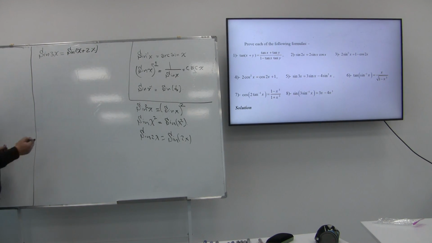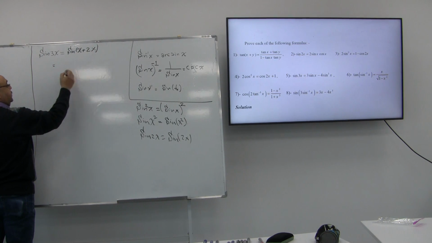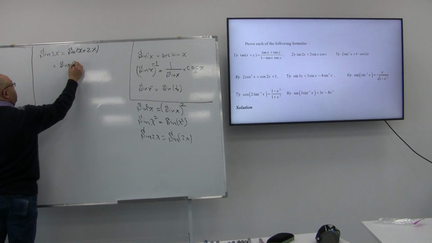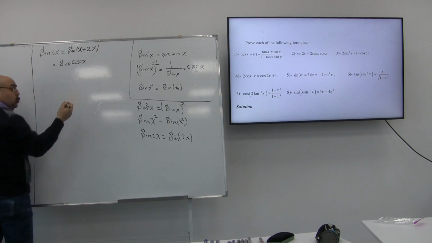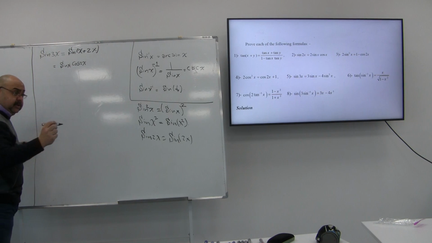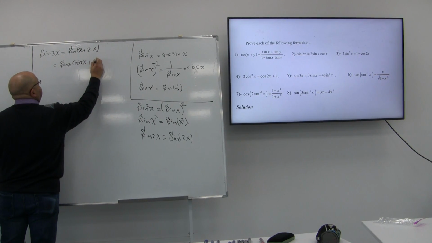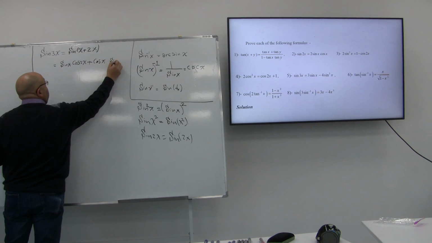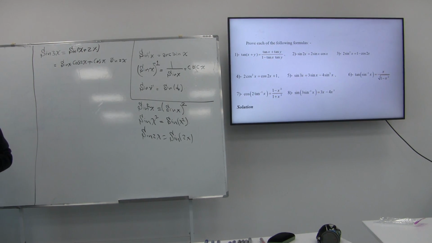So let's do it. This value can be written as sine of x times cosine of 2x. Then, since I'm talking about sine, it will be the addition, which is cosine of x times sine of 2x. Now we succeeded in getting sine of x.